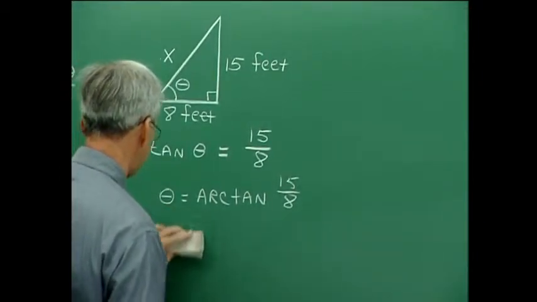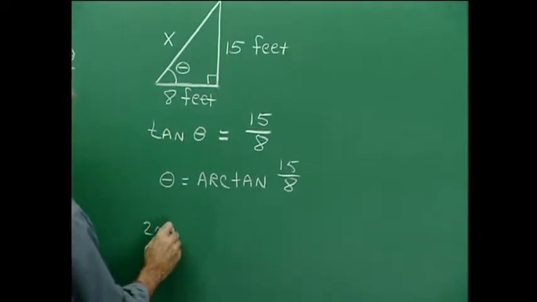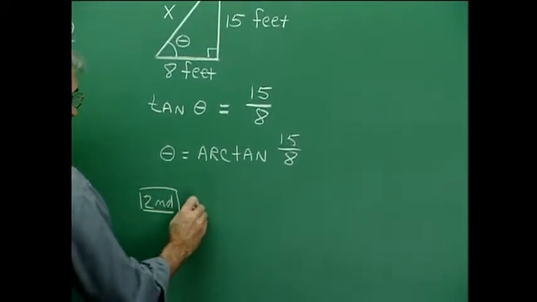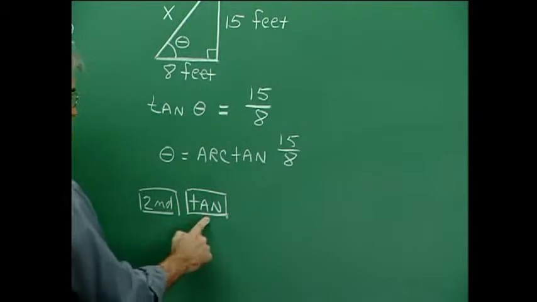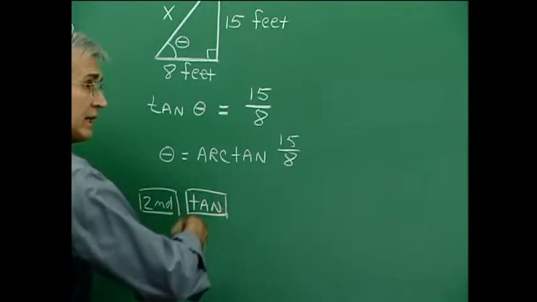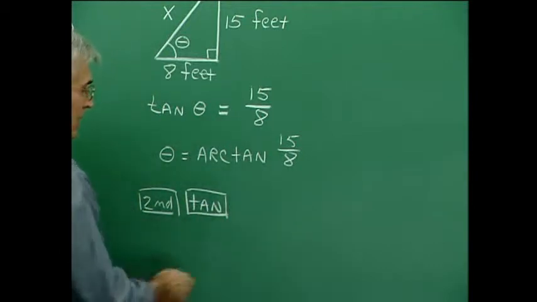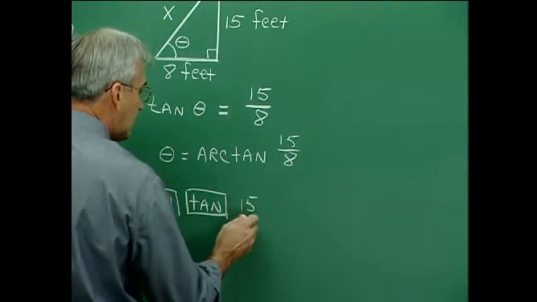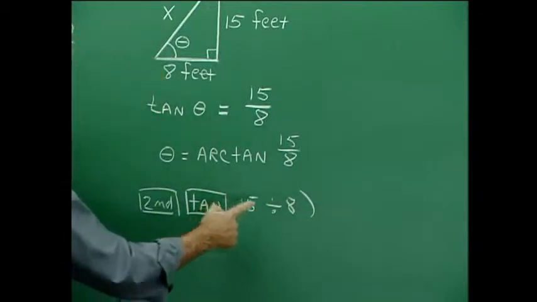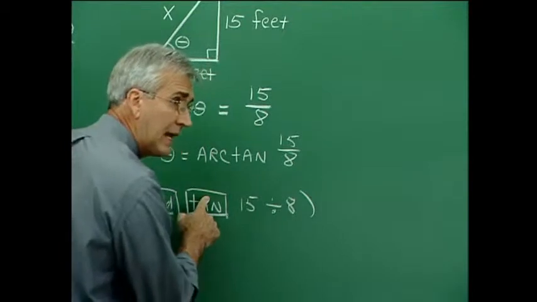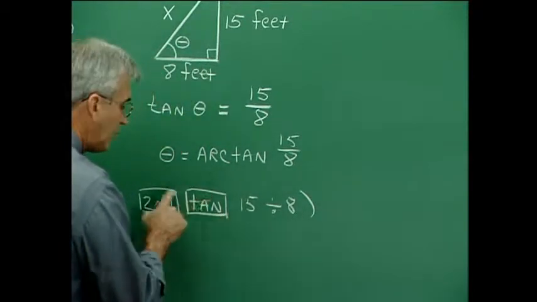Here's what you do. You press second and then the tangent button. These two together, the second function on tangent, is arctangent. A parenthesis will automatically open, and then you enter 15 divided by 8, close the parenthesis. The parenthesis is automatically opened on many calculators now, so I'm not opening a separate parenthesis here. It's already opened when I do this.